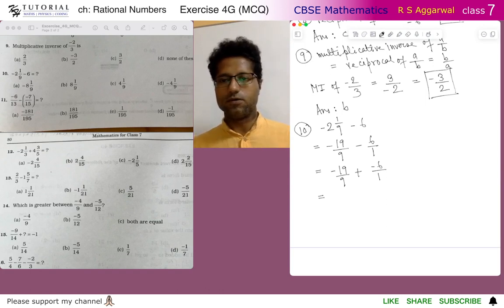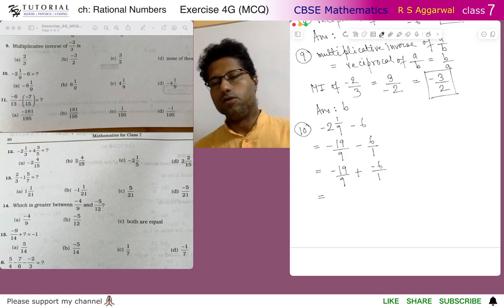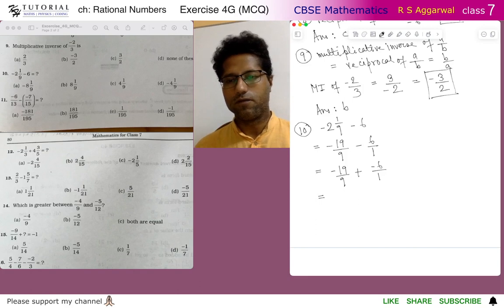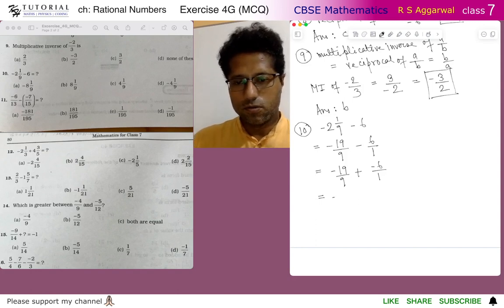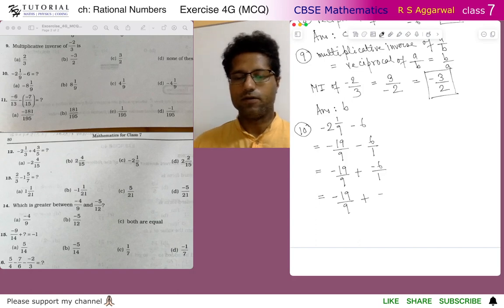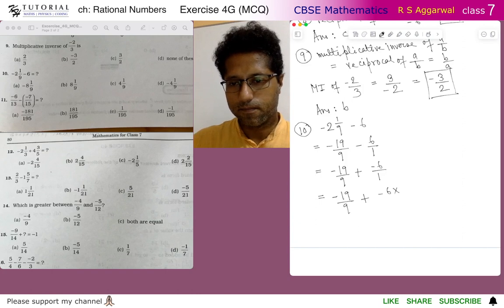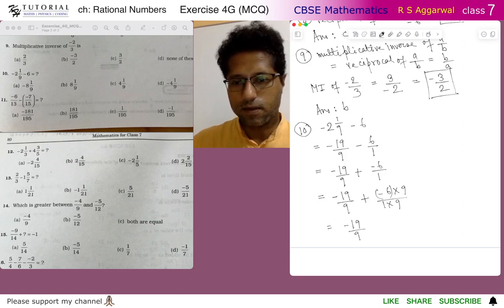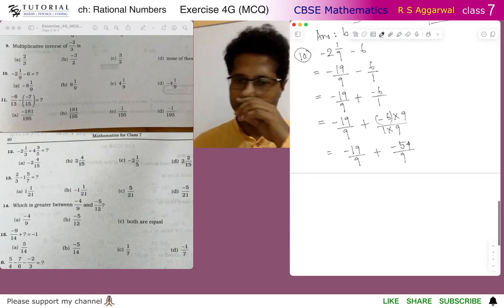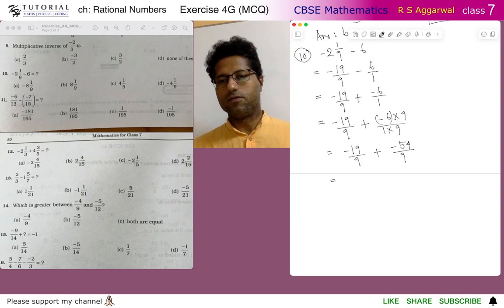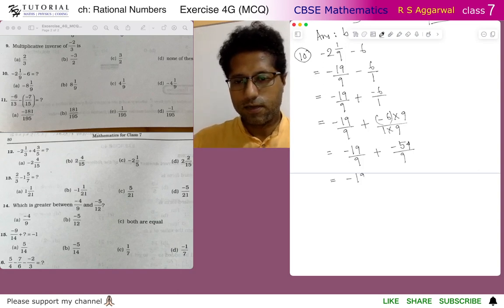Okay. Now we see that the denominators are different. We have to convert both these rational numbers to equivalent rational numbers so that the denominator is common, and that common denominator will be the LCM of the two denominators. So here the LCM of 1 and 9 is 9. So minus 19 by 9 remains the same, but to make minus 6 by 1 have a denominator of 9, we have to multiply with 9. So this becomes minus 19 by 9 plus minus 54 by 9. Now we have a common denominator, and it's an addition of two rational numbers. So we simply add the numerators and divide the sum by the common denominator. So this is minus 19 plus minus 54 divided by 9.